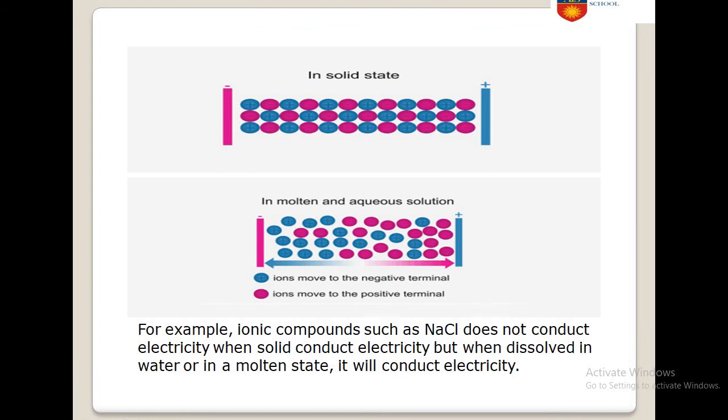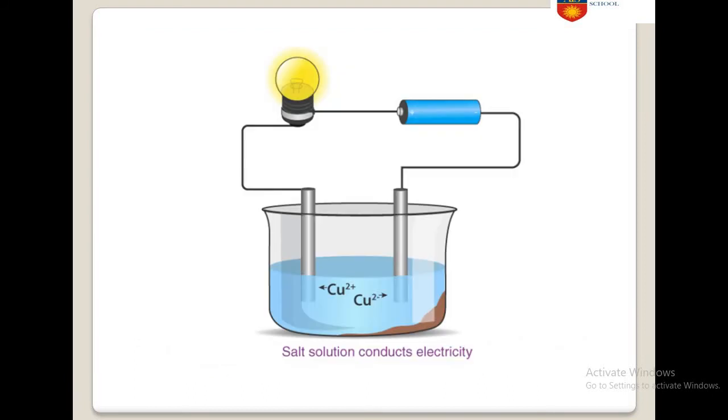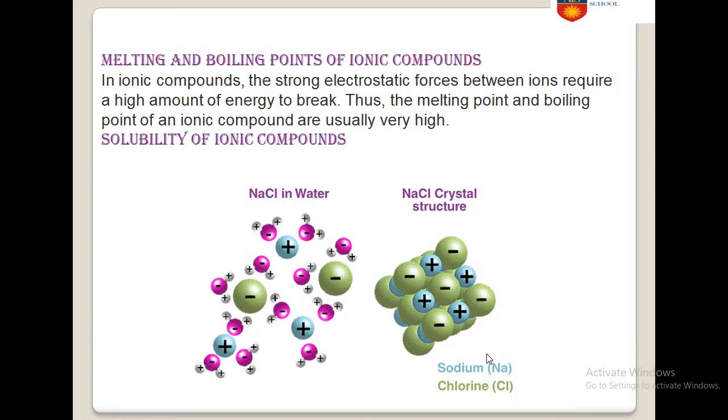electricity. This is why, for example, ionic compounds such as NaCl do not conduct electricity in the solid state, but when dissolved in water or in a molten state, they can conduct electricity. Why? Because they have free ions to move. Here I am also showing you one example that salt solution conducts electricity. Now, melting and boiling point of ionic compounds.